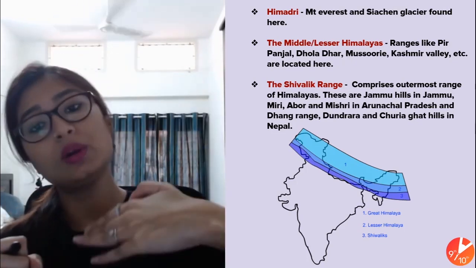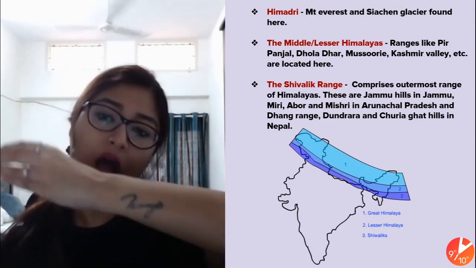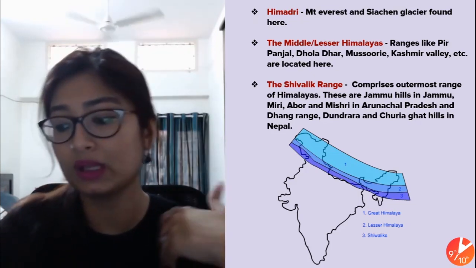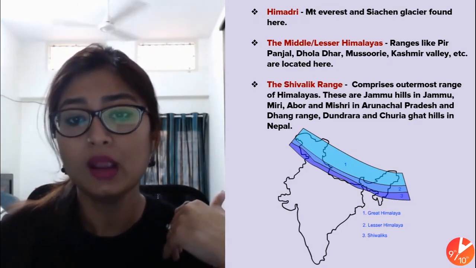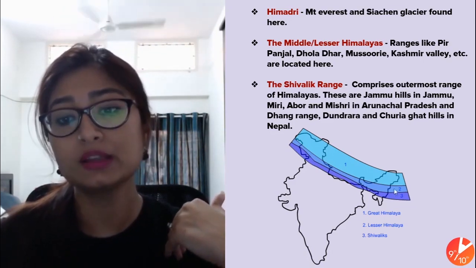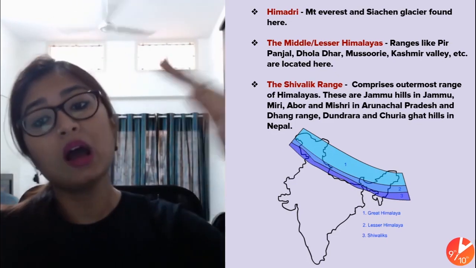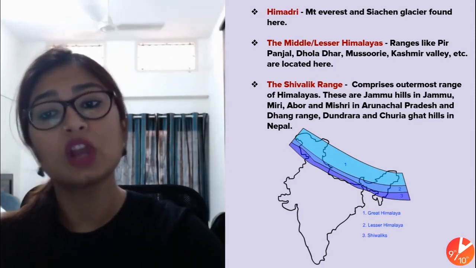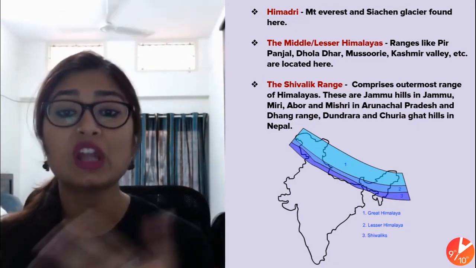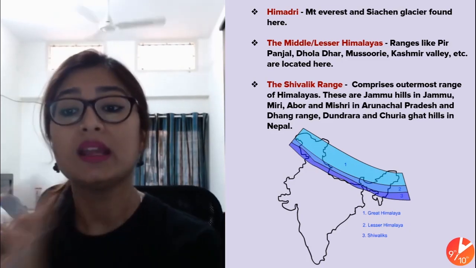Then the third one is the Shivalik range. Now what is the Shivalik range? As I told you, it is the outermost range of the Himalayas, which is the southernmost and towards the country. You can see over here the third one. The third one that ranges right here is the Shivaliks, the southernmost, the outermost region. Now these are Jammu Hills in Jammu, Miri, Abor and Mishmi in Arunachal Pradesh, and Dhang range, Dundwa range and Churia Ghats hills in Nepal.